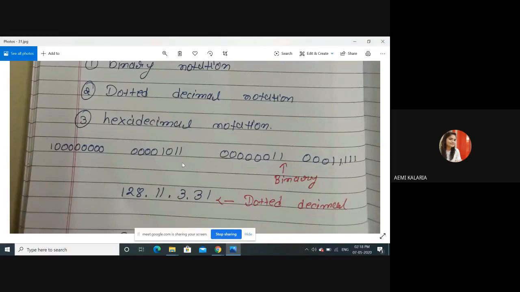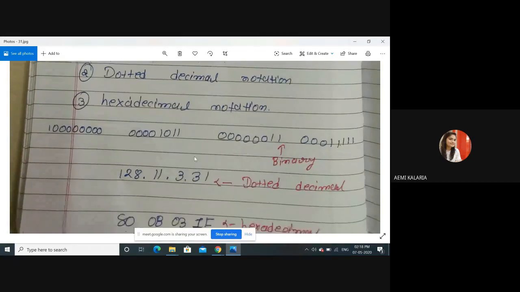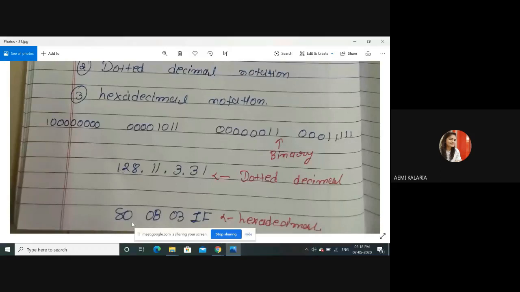Normally we are dealing with this kind of notation only. The third one is hexadecimal: if I convert this 128 into hexadecimal, we can also represent it like this. But in day-to-day life, whenever we are calculating something, like subnet mask or supernetting and many other concepts, at that time we use binary notation, but mostly we are dealing with dotted notation.